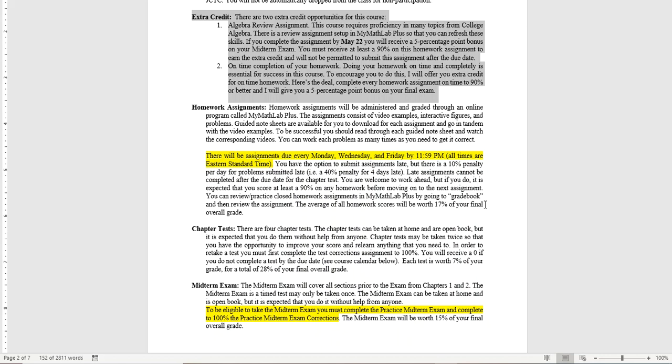You are also welcome to work ahead. If you find, for example, that working on the weekends is better, it is possible to complete the entire week's assignments ahead of time over the weekend. If you ever want to review a homework assignment, you may do that by going through the gradebook. Homework scores are worth 17% of your total overall grade.